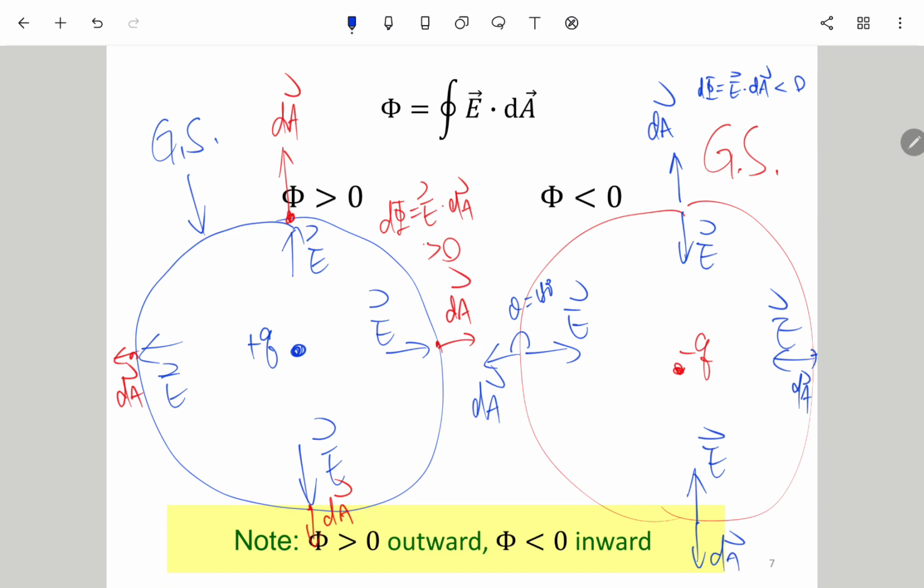So it is to say phi is positive for outward and phi is negative for inward. You can somehow see that these E field lines are something like flowing outside. This is like a source, generating the E field and going outside. And here, this negative charge is like a sink, where the E field lines are pointing towards it.